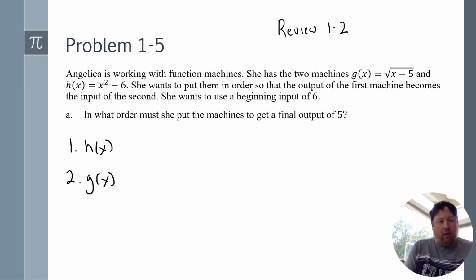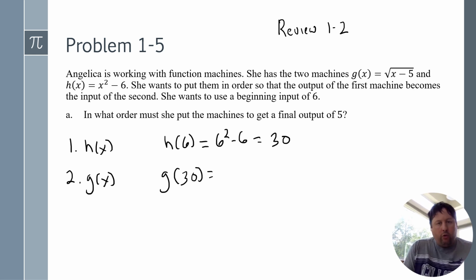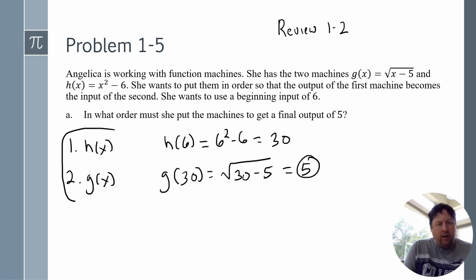So let's try that. So h of 6 is what I'm starting with, sorry. H of 6 is going to be 6 squared minus 6. Well, 6 squared is 36, minus 6 is 30. So now let's take 30 and let that be the input for g. So I'm going to take g of 30. So it's going to be the square root of 30 minus 5. Well, 30 minus 5 is 25, and we know the square root of 25 is 5. So the order I need to put them in is H, then G.